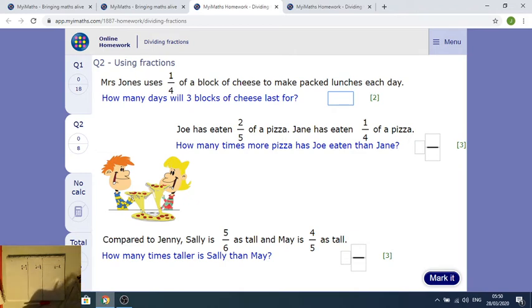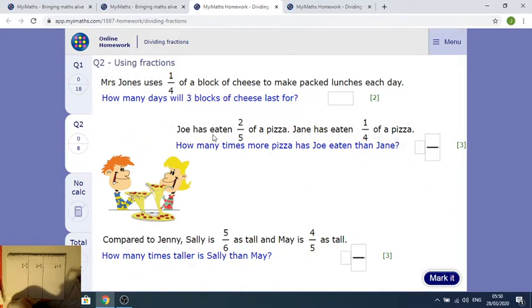So here's question 2 of dividing fractions on iMaths. It says, first question, Mrs. Jones uses a quarter of a block of cheese to make packed lunches every day. How many days will 3 blocks of cheese last? So she's got 3 blocks of cheese and she's dividing it up into quarter blocks. So that's asking you 3 divided by a quarter.